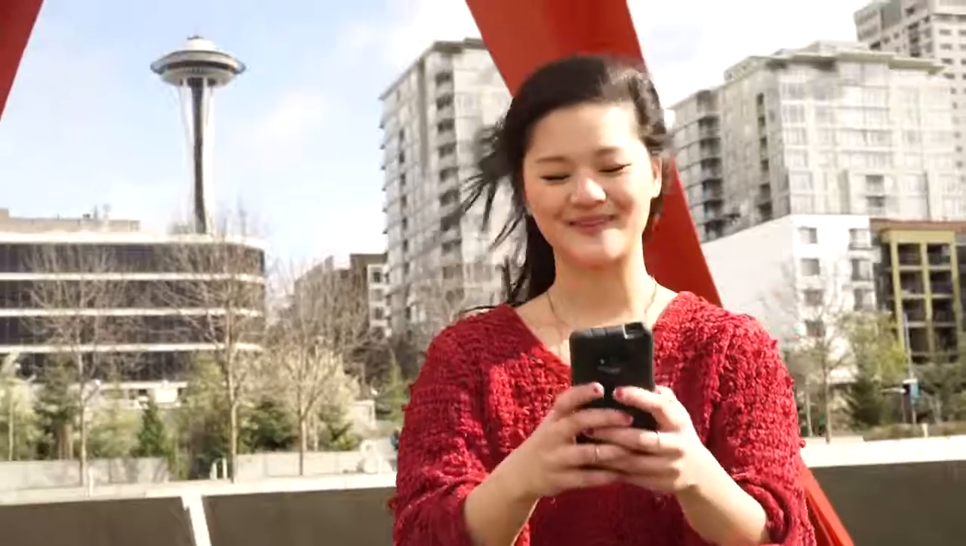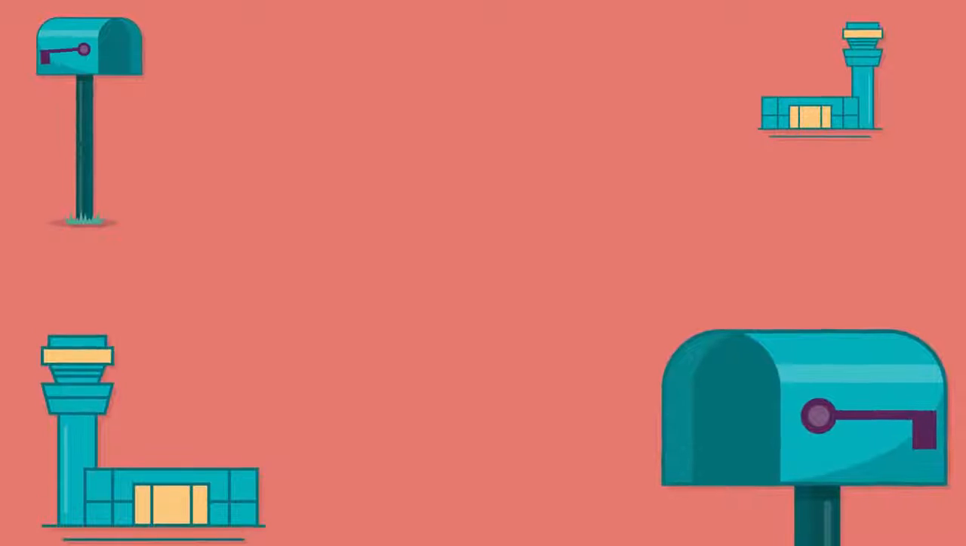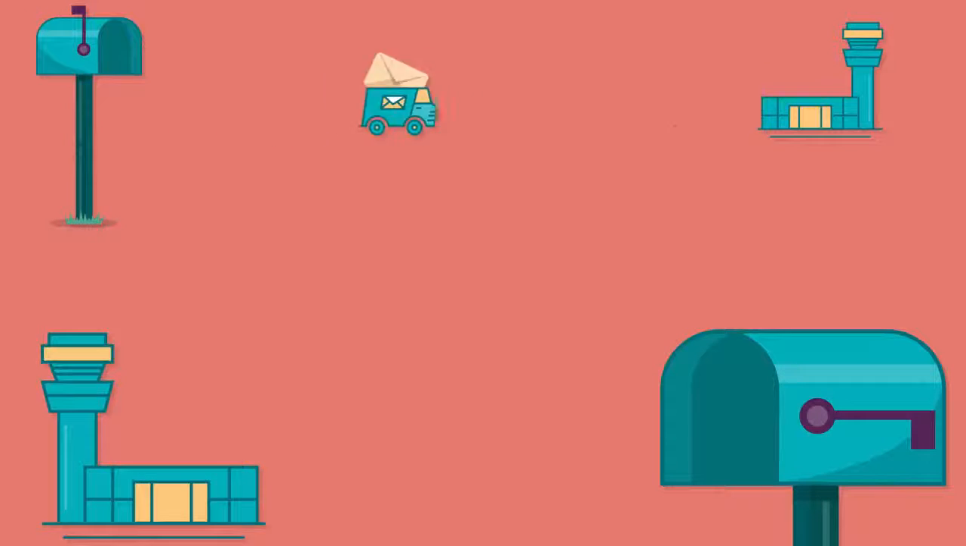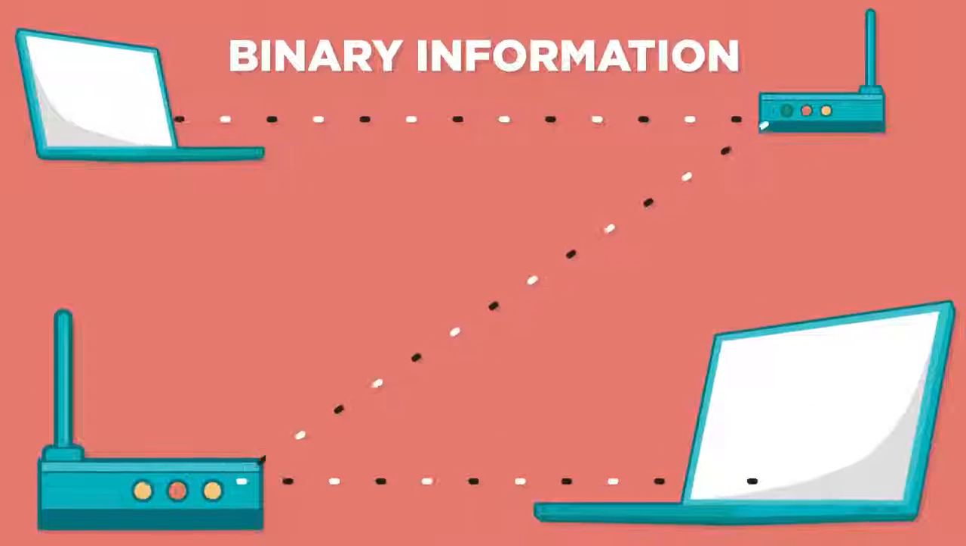Here's a question. How does a picture, text message, or email get sent from one place to another? It isn't magic. It's the internet, a tangible physical system that was made to move information. The internet is a lot like the postal service, but the physical stuff that gets sent is a little bit different. Instead of boxes and envelopes, the internet ships binary information.